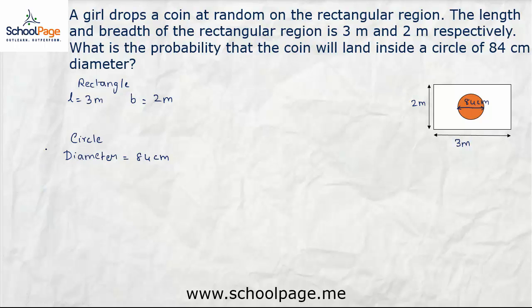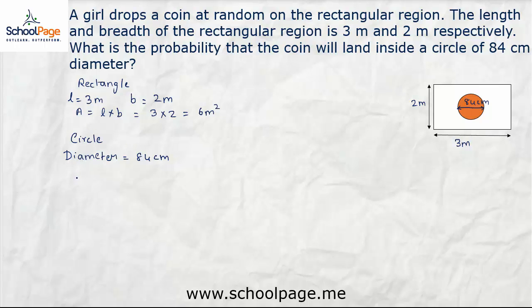Because we have to find the probability that the coin will land inside the circle, we have to find the area of the circle and the area of the rectangle and divide them. Let us first find the area of the rectangle. Area of the rectangle is given by length into breadth, which is equal to 3 into 2, which is equal to 6 meters square.